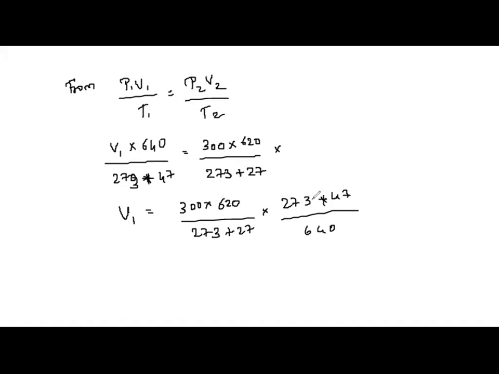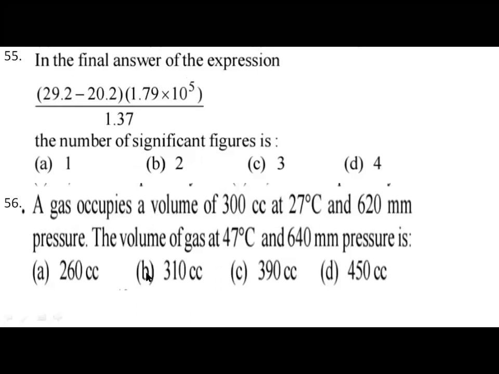Yes, solve it out. This is 300. This is 320. Yes, 300 into 320. Very simple calculations. Solve it out, you get 310 cc. So the correct option is option B. Option B is the correct option. Understood?